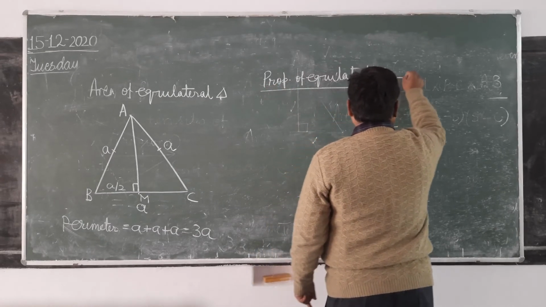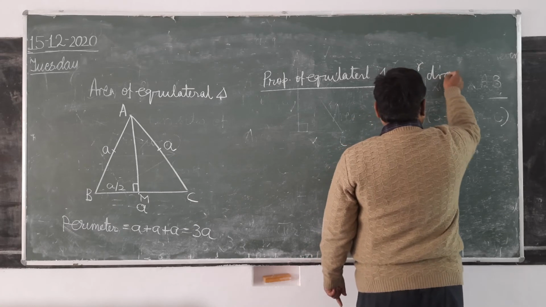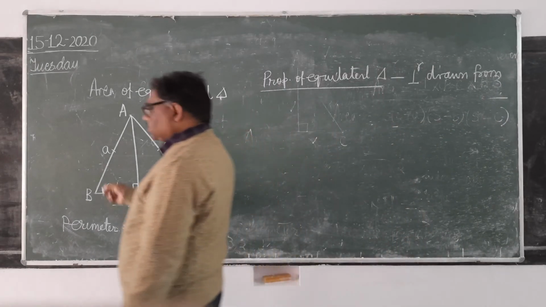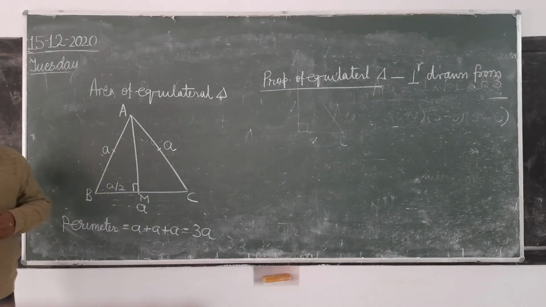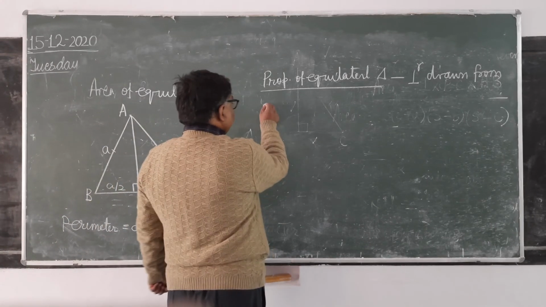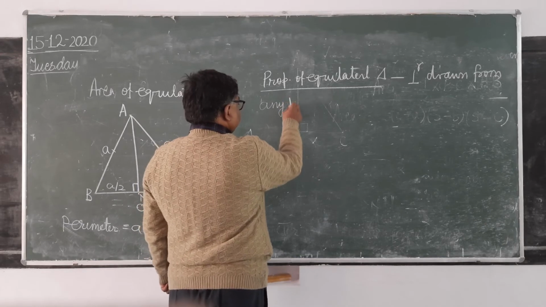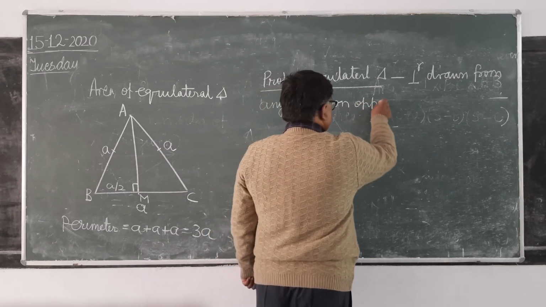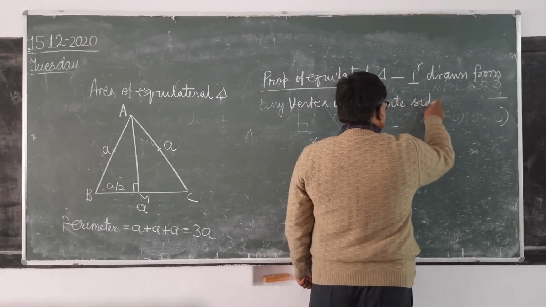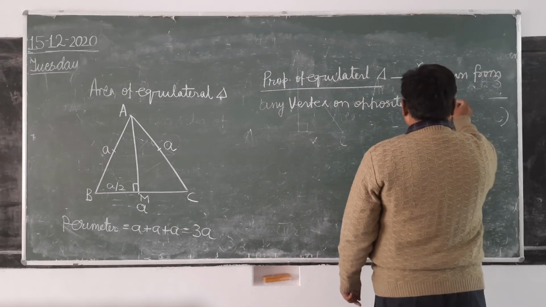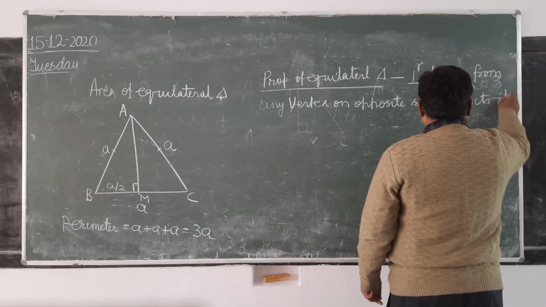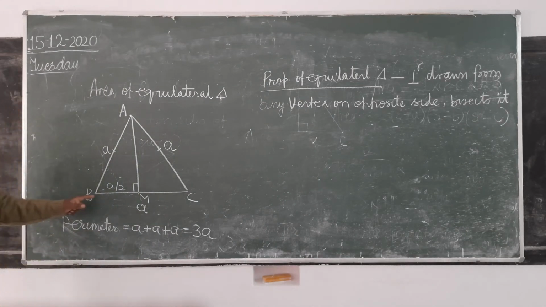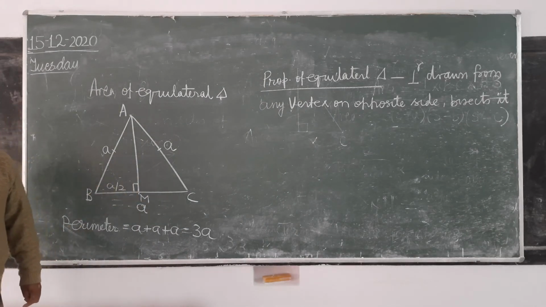Perpendicular drawn from any vertex on the opposite side bisects it. And why do we say any vertex? Because all the three are identical.